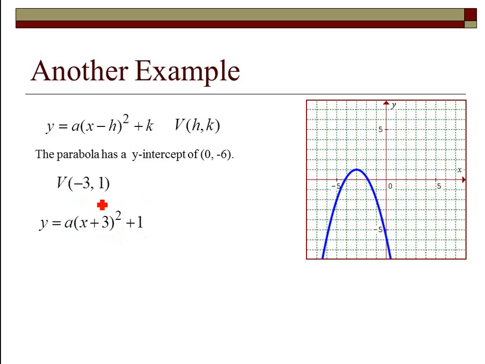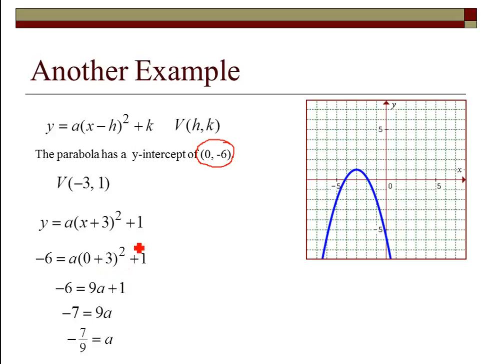Now I plug in a point. The point I'm going to plug in is 0, -6. So y is -6 when x equals 0. Simplifying this, 0 plus 3 gives me 3. 3 squared is 9. So I got 9a plus 1. Solving this, I end up getting a is -7/9. And then we simply plug in.